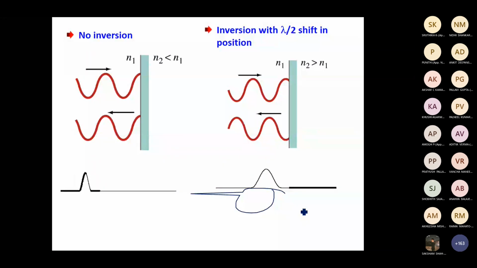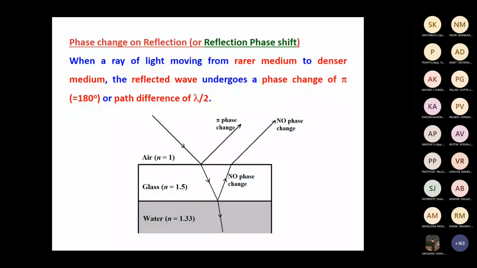So to put it in simple terms, when light is traveling from a medium, that is air, we have taken three cases: air, glass, and water. We know air is 1, glass is 1.5, water is 1.3. We are looking at the reflections from the top surface of the glass and the bottom surface of the glass. When the light is traveling from a rarer medium towards a denser medium, by looking at the refractive index, we can say the light reflected from the glass will undergo a phase change of 180 degrees, corresponding to a path of lambda by 2.